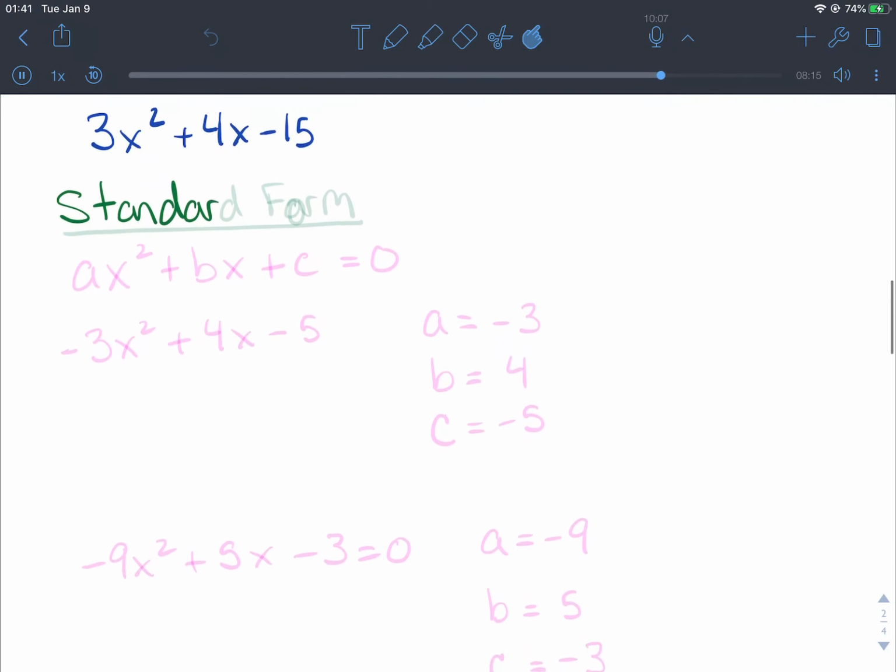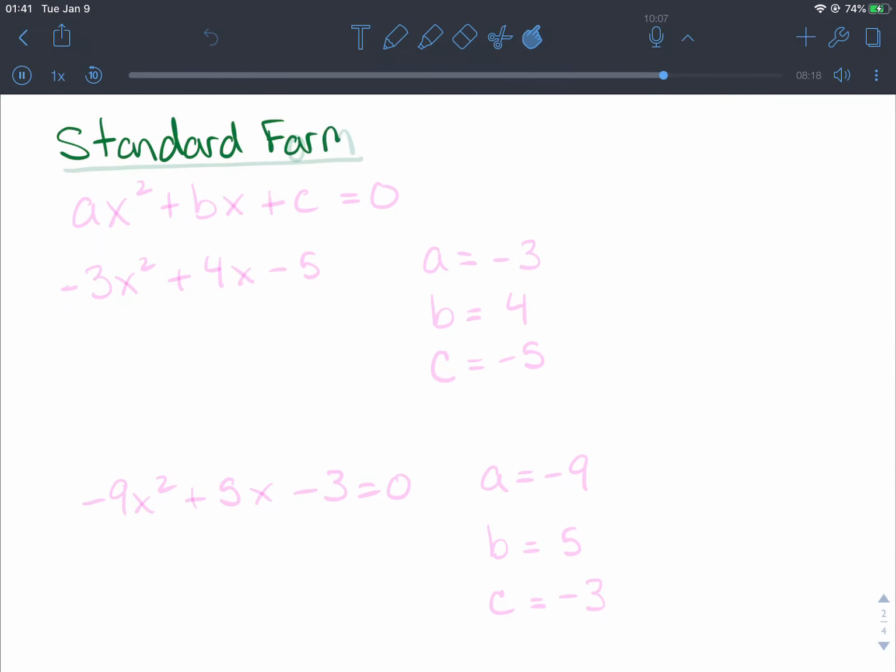Why are you doing green? What color should I use? Pink. Pink? All right. We are going to go use pink then.